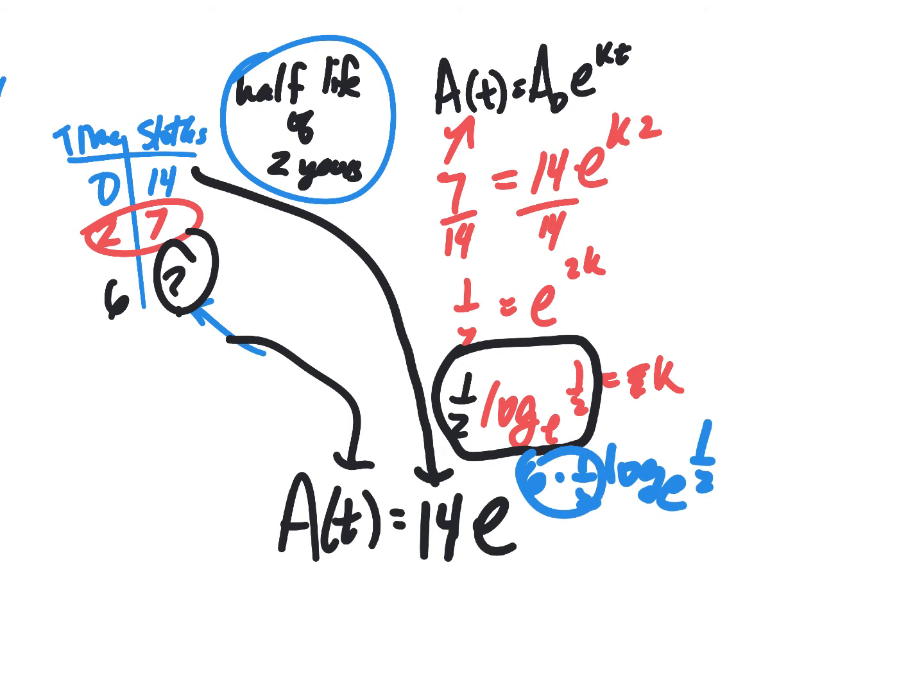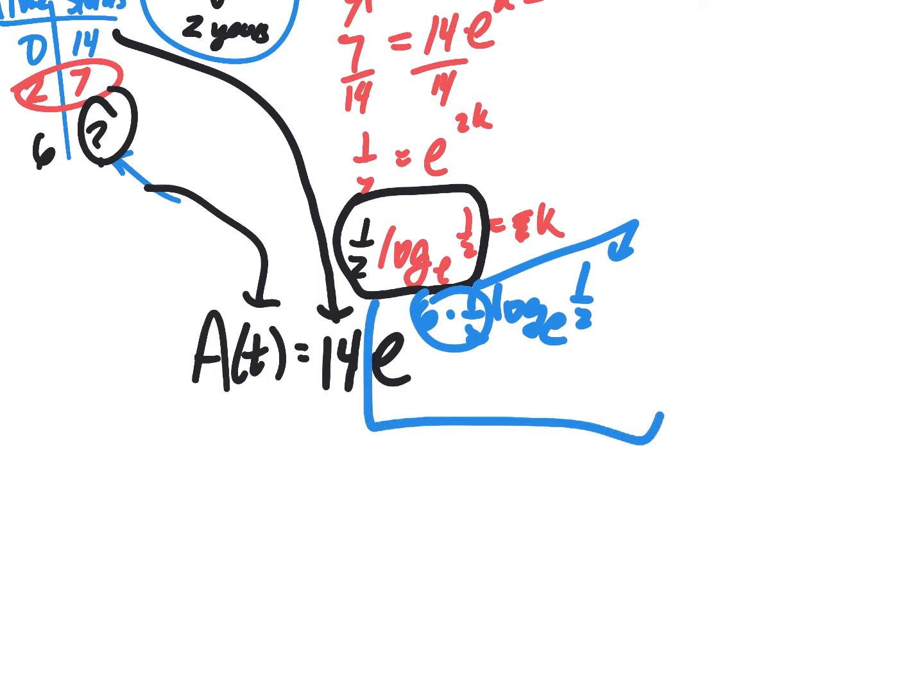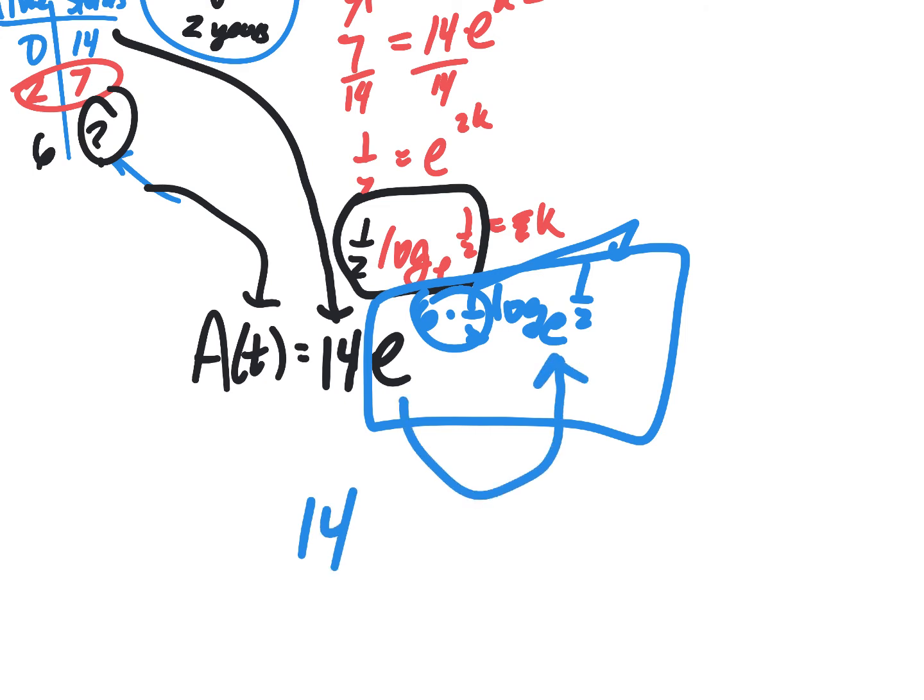And 1/2 of 6 is 3. And then that 3 can go up here. And then since this is an e, all of that simplifies. 14, and then this e and this e tell me that the answer is just this with the power on it. So that's 14 times 1/2 to the 3rd.